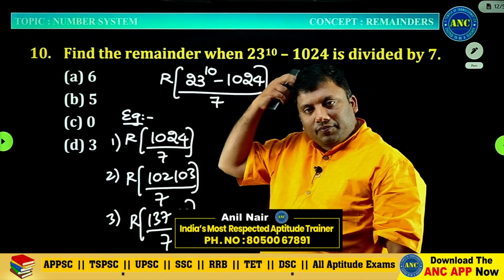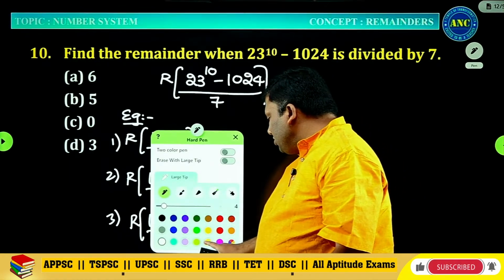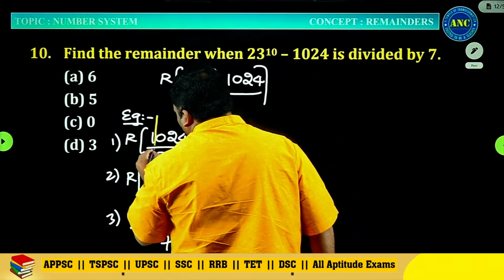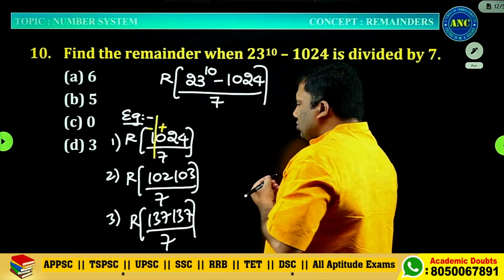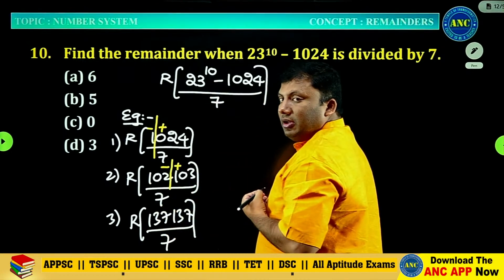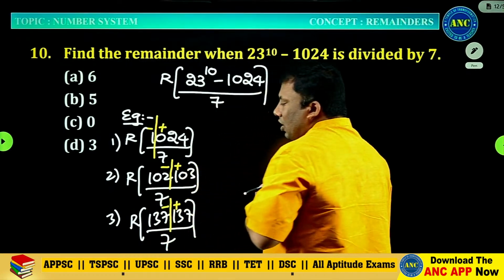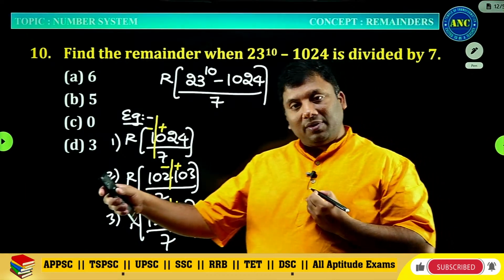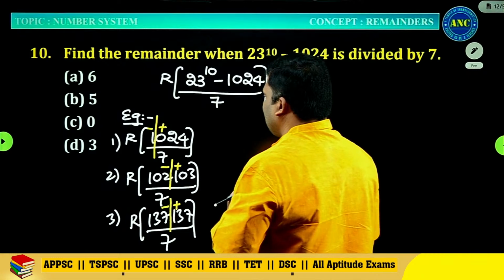Now see here. The divisibility rule of 7 is: start from the right hand side, take a group of 3 digits, alternately plus and minus.